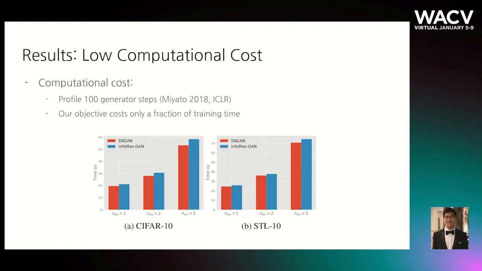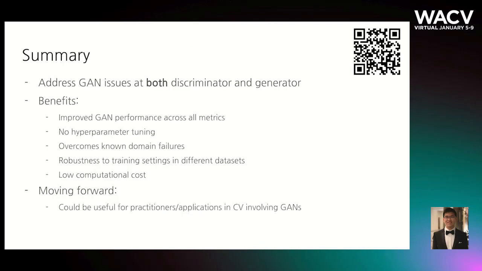Finally, when profiling the time taken for 100 generator updates, we show our approach has very low computational cost compared to the main bottleneck in training time. In summary, our approach addresses problems at both discriminator and generator, and through doing so, we demonstrate a wide range of benefits compared to the state-of-the-art works.